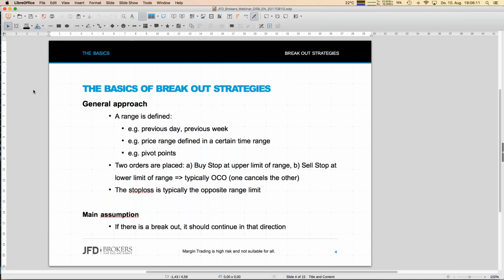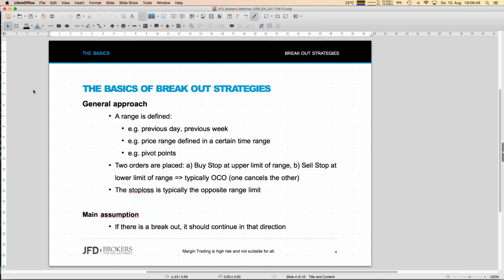We might take the previous week or whatever. Or we do it a little bit differently, and that's the way we will do it mainly today. We set up 2 times, a range start time and a range end time, for example 5 o'clock in the morning until 10. And then we ask ourselves, within that time period, what is the high and what is the low? And then we have, once again, a well-defined range.